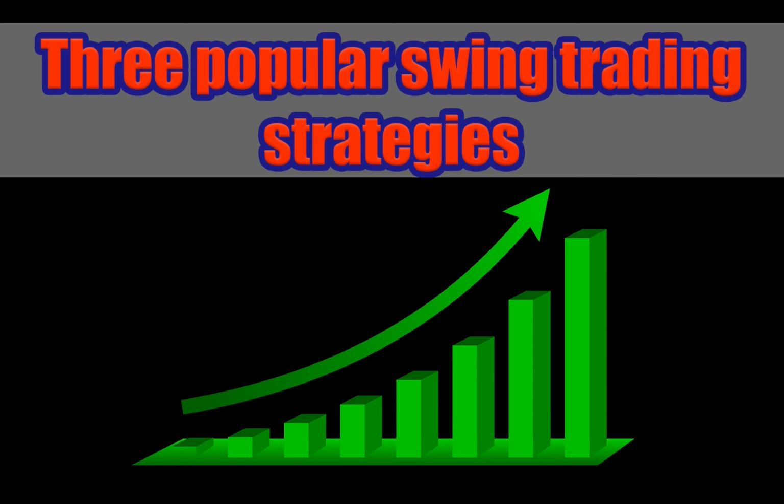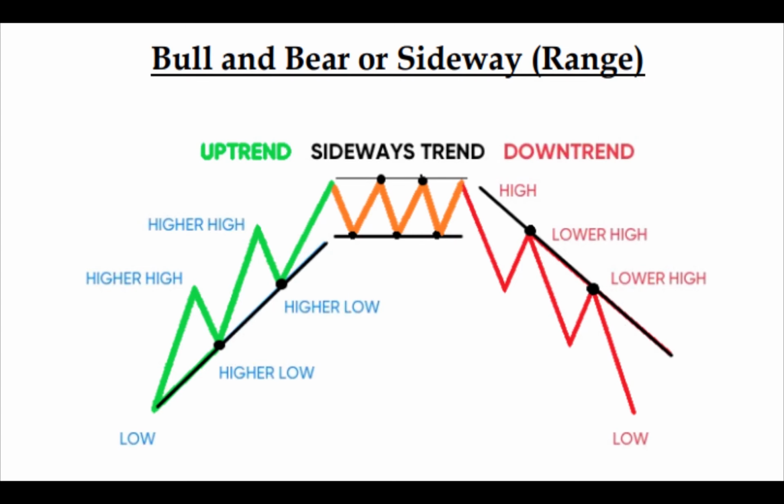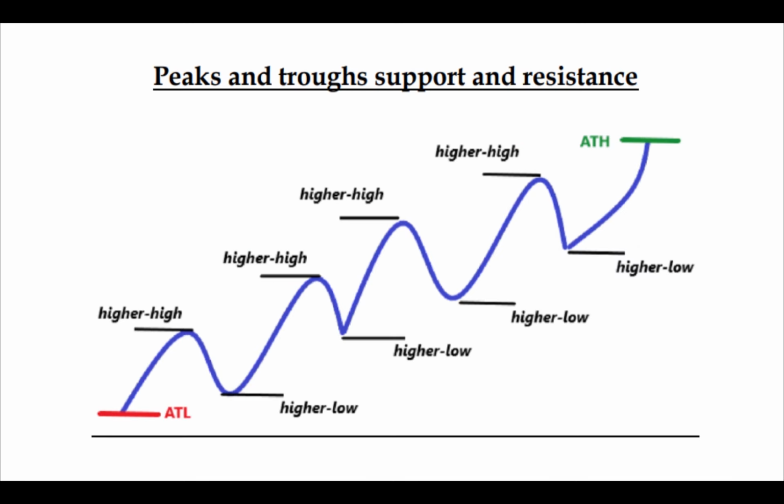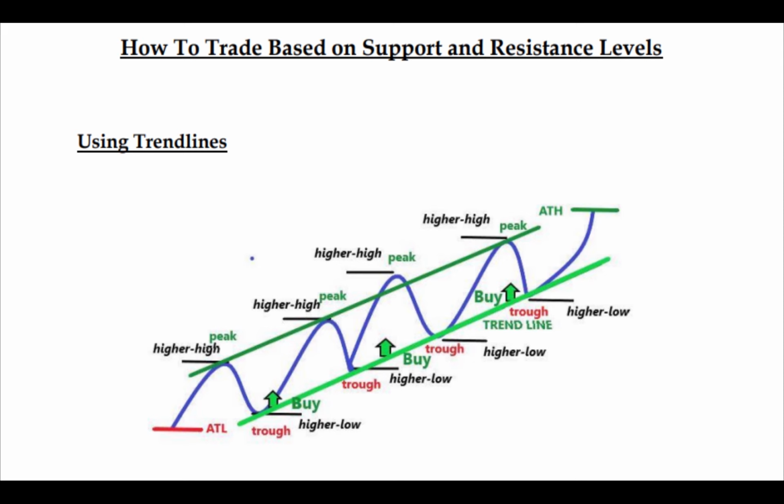Three popular swing trading strategies: trend trading, breakout trading, pullback trading. Trend trading: a trend trading strategy relies on using technical indicators to identify the direction of market momentum. Swing trading strategies will look to capture a portion of this trend, taking advantage of the swing high or low, the general direction of price movements in a given period.